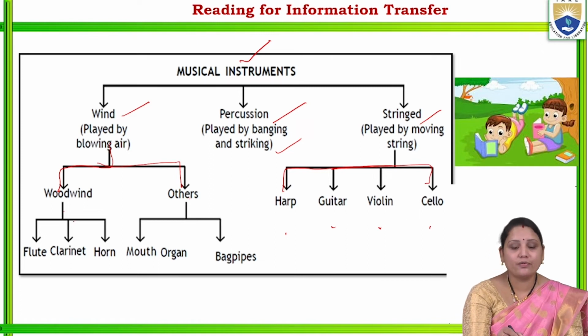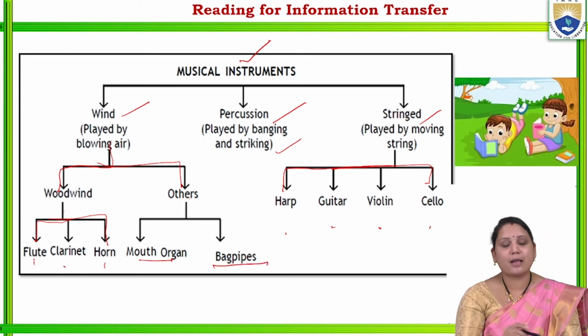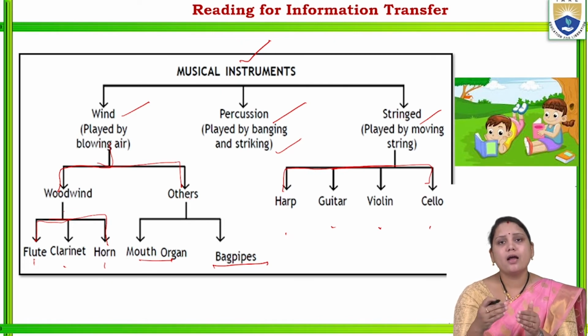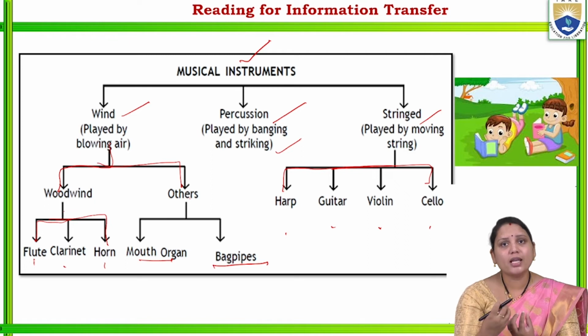Next, woodwind is again segregated into three branches. What is that? Flute, clarinet and horn. Others: mouth organ and bagpipes. See, it is clearly providing us information about the musical instruments.